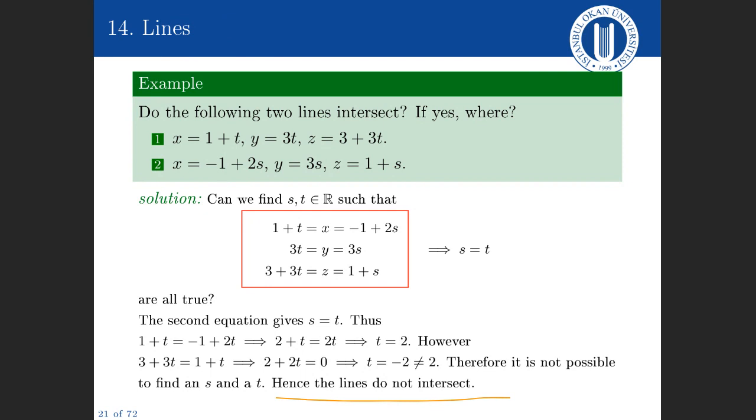We can imagine a picture of the lines looking something like this. They will cross over somehow, but one line will be somehow higher up than the other line. It will not pass through the same point.